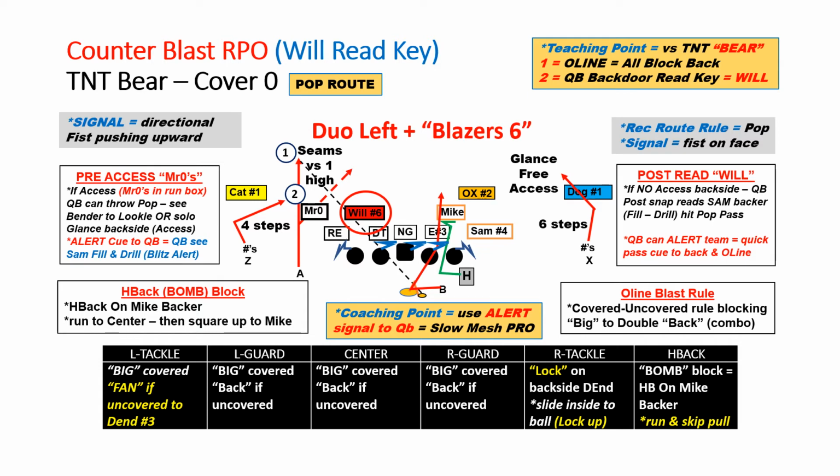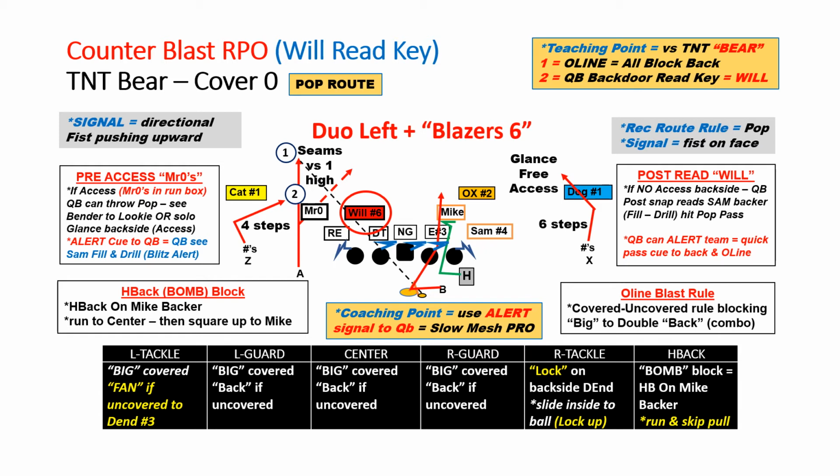All right, our last defense is the TNT, or what we call a bear front, and a cover 0 means there's no deep safety, straight man. This is very important with all inside gap or man blocking RPOs. The read key changes from a Sam to a Will whenever we get a bear front. The reason for that is because the center and guards are all covered, the Will is not able to be blocked, and then we must make him our read key defender or conflict defender.